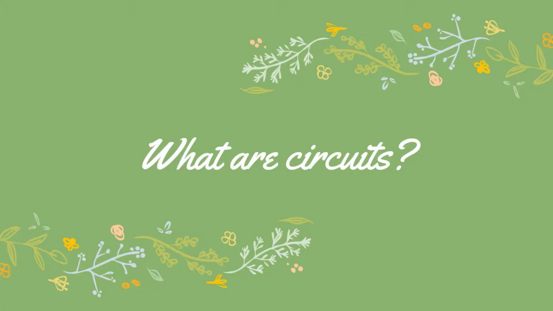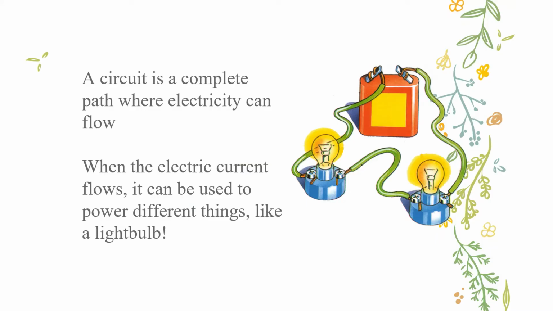So what are circuits? A circuit is a complete path where electricity can flow. When the electric current flows, it can be used to power different things, like a light bulb. When you turn your flashlight on, or when you turn on a light switch and a light bulb turns on, that's because it's a circuit.